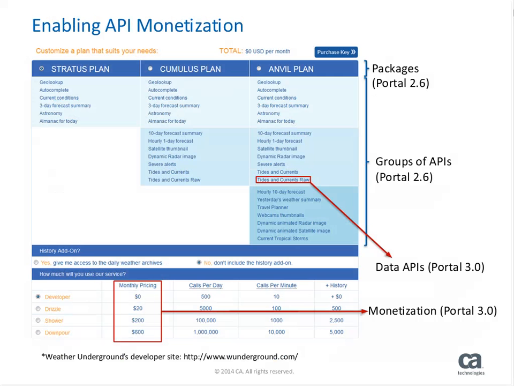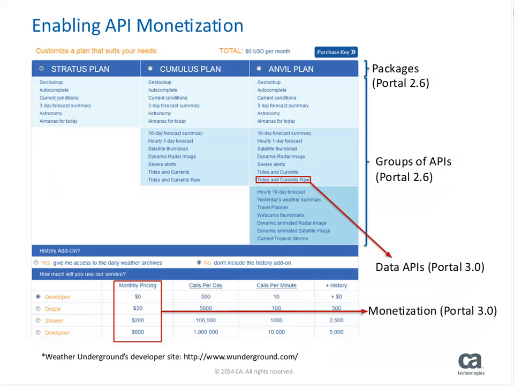Starting with monetization, we've actually started on this track in 2.6. So back in Portal 2.6, we introduced the idea of packages, which is really using the account plan to create bundles of APIs. Those bundles are what we called API grouping, so the ability to take any number of APIs that share the same EULA and be able to group them into a group, and then through the packages, assign them to an account plan.